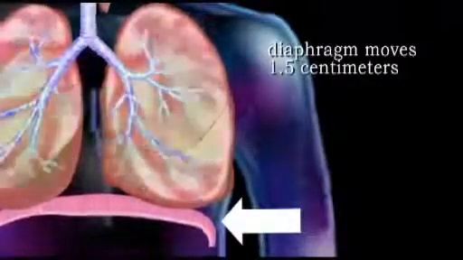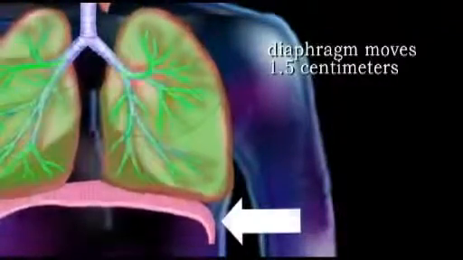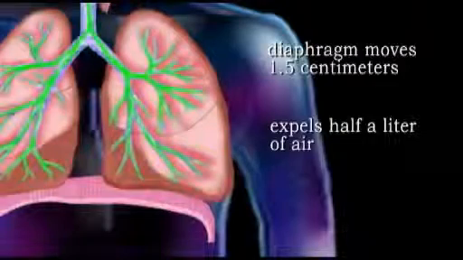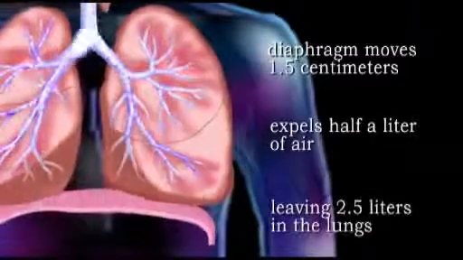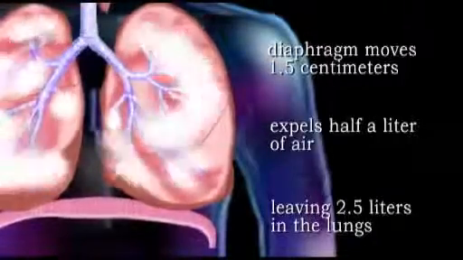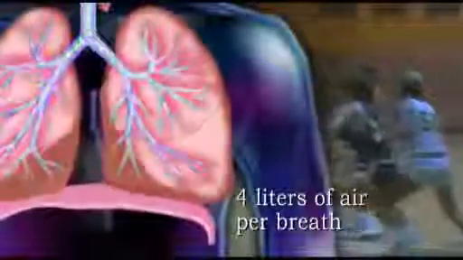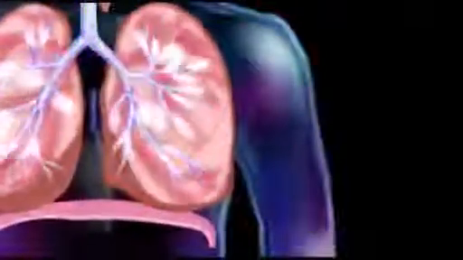In quiet breathing, the diaphragm moves only about 1.5 centimeters and expels only about half a liter of air with each expiration, leaving 2.5 liters in the lungs. But during vigorous exercise, our muscles need extra oxygen to process more fuel, and we can inhale and exhale as much as 4 liters of air per breath.